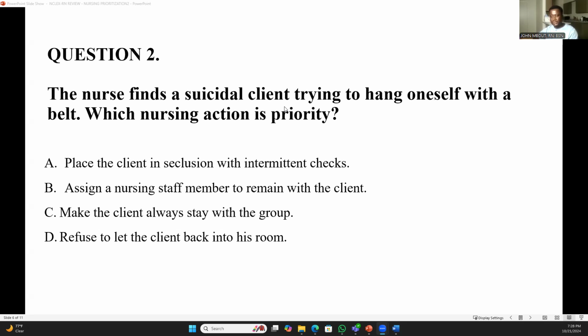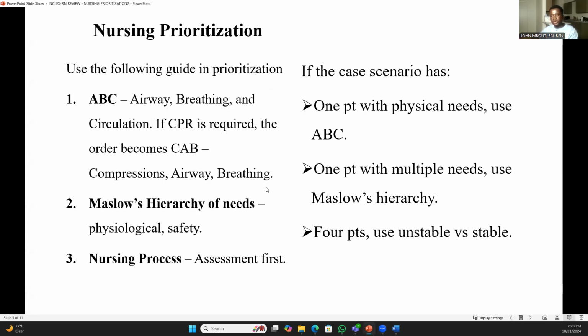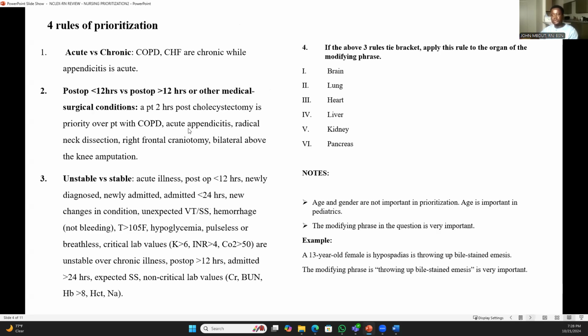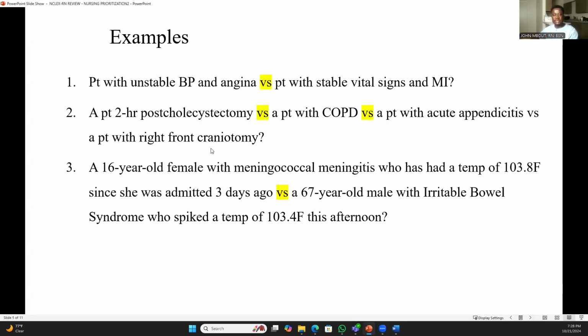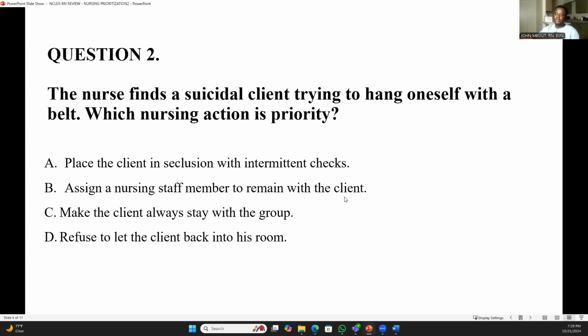So, having said what we said in part one, we went through prioritization and we saw some guidelines in prioritization. We saw some four rules of prioritization and we saw some examples. Let's answer our second question here.